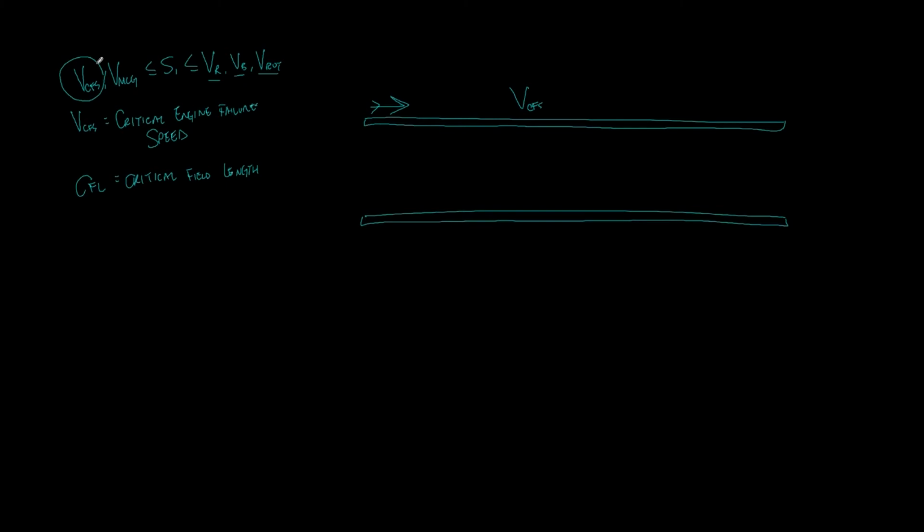So what is critical engine failure speed? Critical engine failure speed is defined as the speed at which one engine can fail, and the same distance is required to either continue to accelerate to liftoff speed or to abort and decelerate to a full stop. So, critical engine failure speed defines a certain distance. That distance is called critical field length.